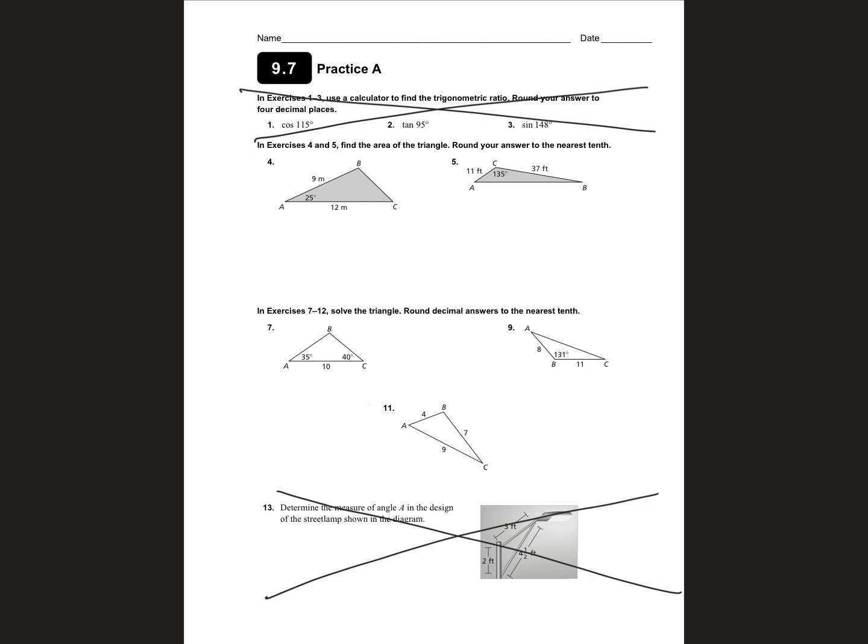Something that you need to know that maybe I didn't clarify because some students were asking, why can't I just use SOHCAHTOA for 7, 9, and 11? As a reminder, SOHCAHTOA can only be used for right triangles, and if you're looking at 7, 9, and 11, those are not right triangles. So for that reason, you have to use either law of sine or law of cosine.